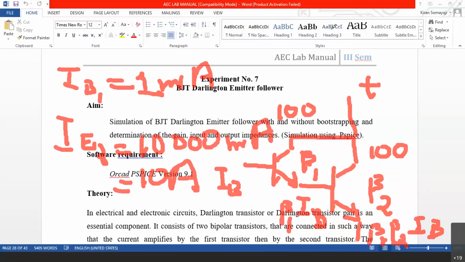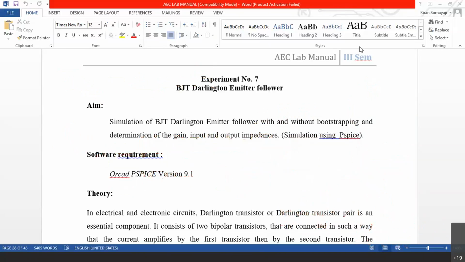Now, in the market, we have two transistors connected in this way in a single package. Even though we can connect two transistors separately, later on people found out that as this connection gives beta 1 into beta 2 times current gain, wherever they require a very high current gain, manufacturers make transistors with two transistors internally connected that way, with just 3 pins at the output.